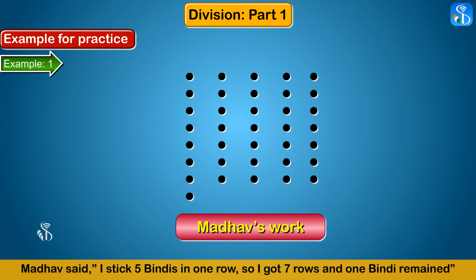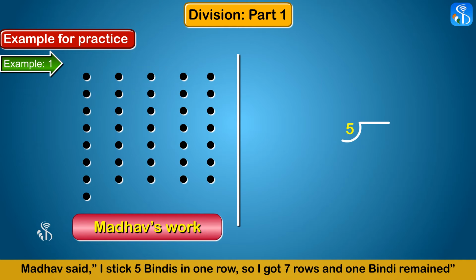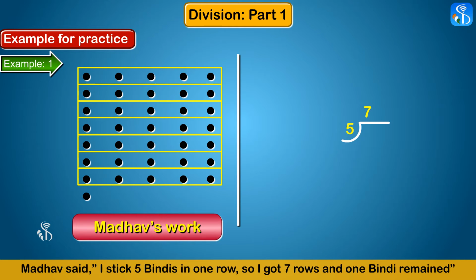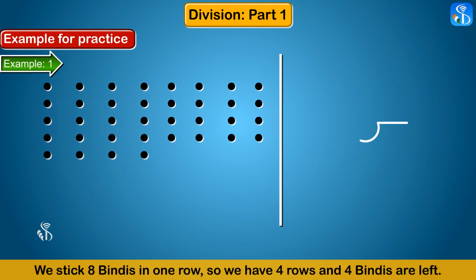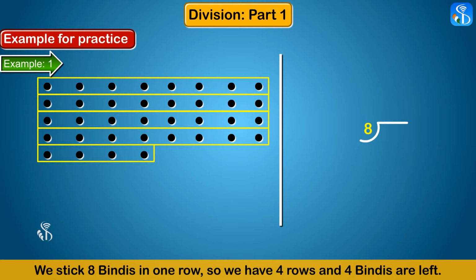Madhav's work. Madhav said, I stick 5 bindis in one row, so I got 7 rows and 1 bindi remained. Now you have to form rows of 8 bindis each using 36 bindis. We stick 8 bindis in one row, so we have 4 rows and 4 bindis are left.